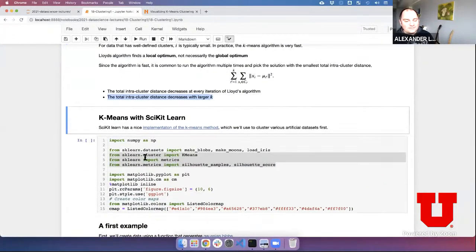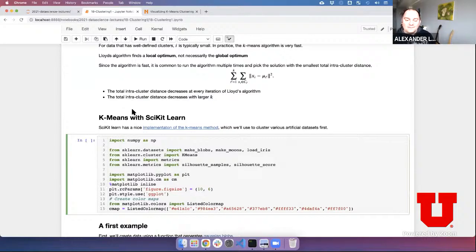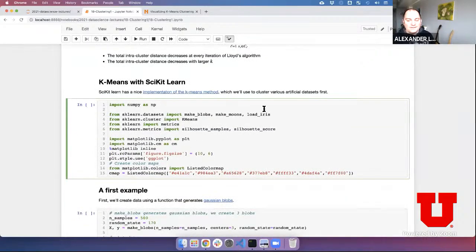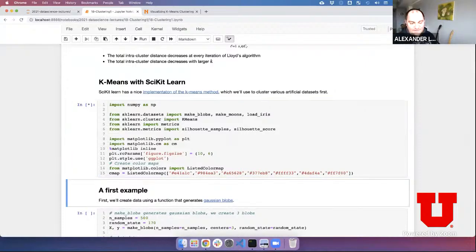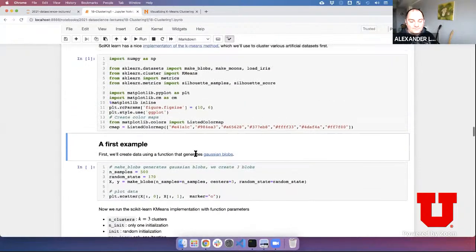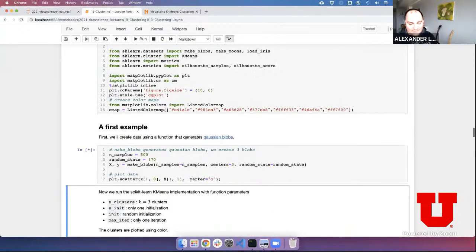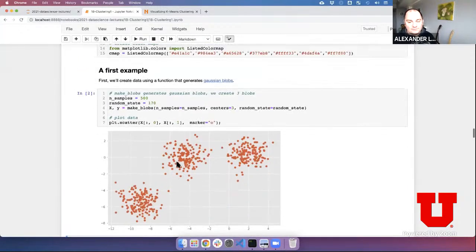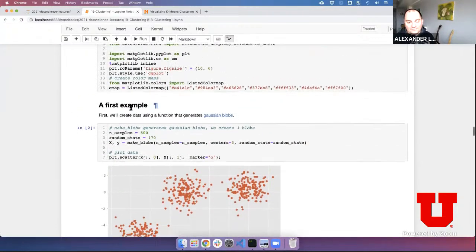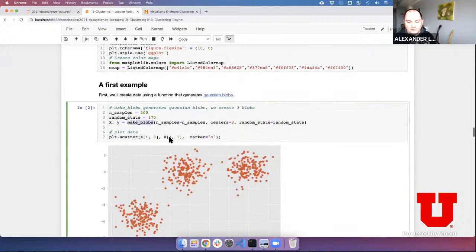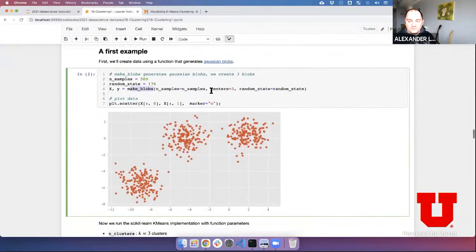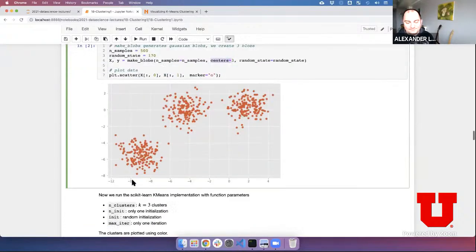Okay, so let's look at this in scikit-learn. Scikit-learn has a nice implementation of the k-means method, and we will create a simple data set here to look at this. So we have our 3 blobs here. I've simply created them using the make_blobs function that uses some Gaussian kernel, and we have specified that we want 3 centers and 500 samples.